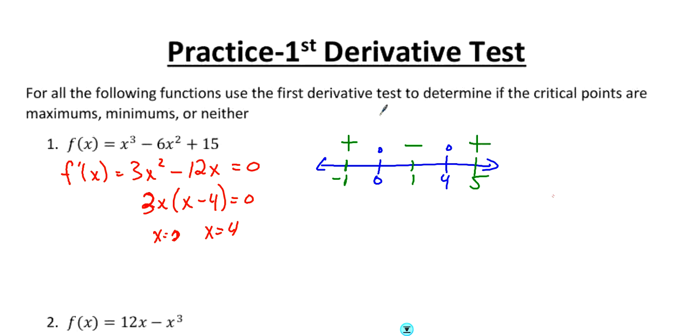Which means this point right here is a critical point, and on this side my function's increasing, on this side it's decreasing. Since it goes from increasing to decreasing, this is a maximum, and this one goes from decreasing to increasing, which means this critical point is a minimum. Okay?